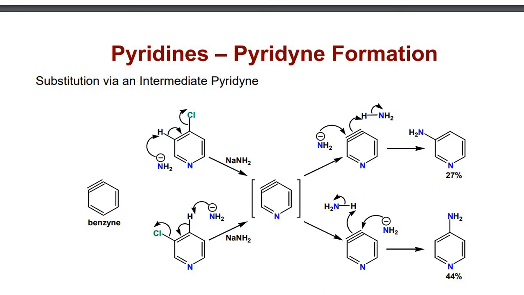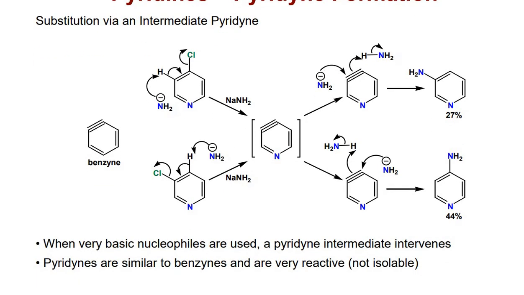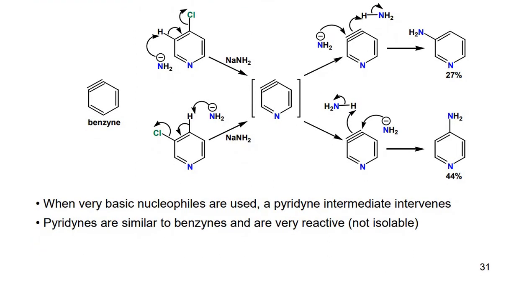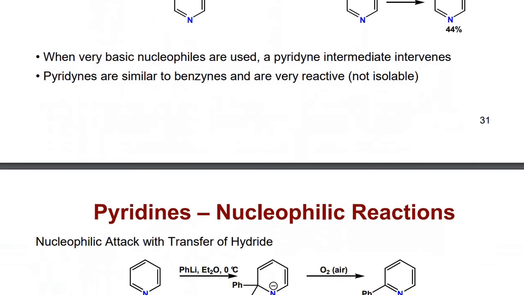Substitution via an intermediate pyridyne. See the pyridyne like benzyne. When very basic nucleophiles are used, a pyridyne intermediate intervenes. Pyridynes are similar to benzynes and are very reactive, not isolable.